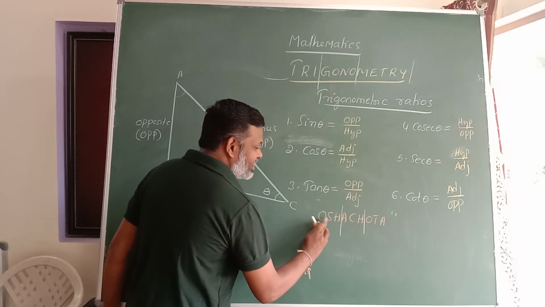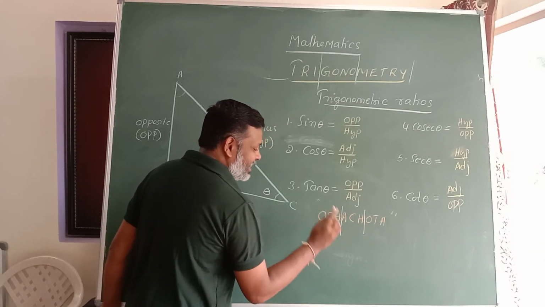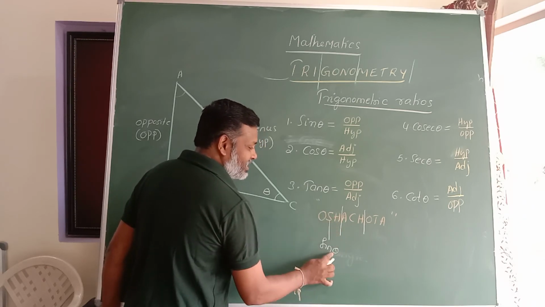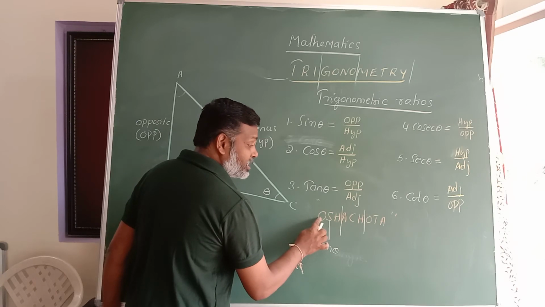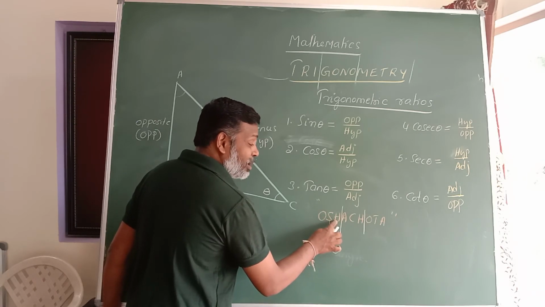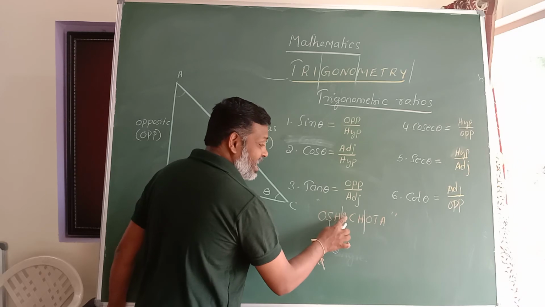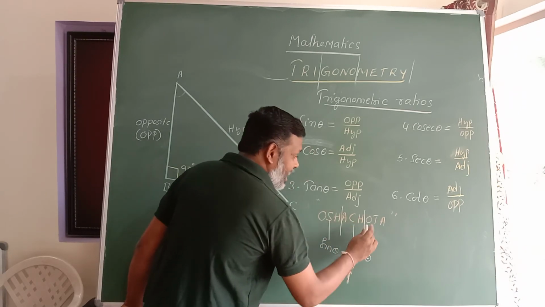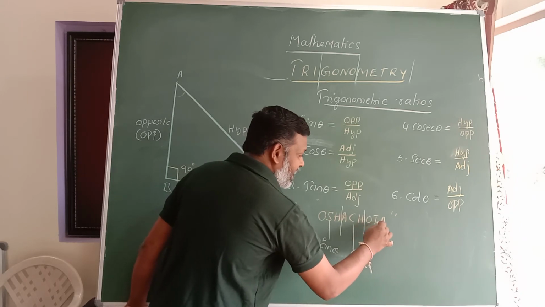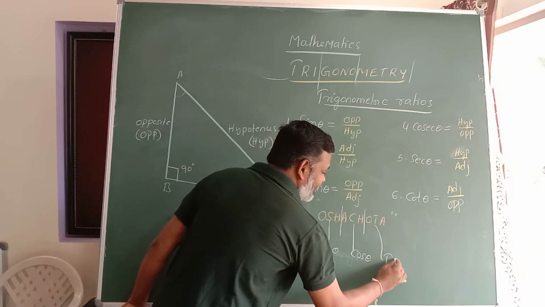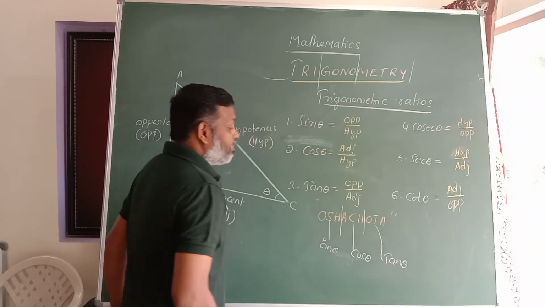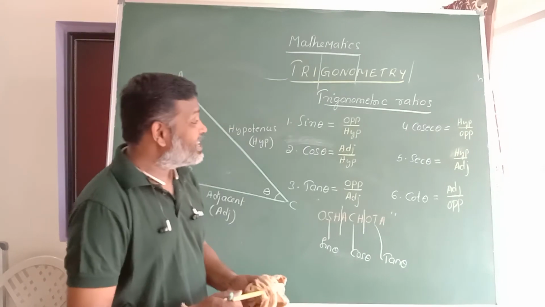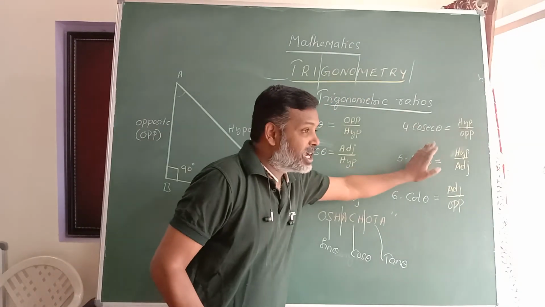Opposite by hypotenuse is sin theta. Just have a look at this. O refers to opposite, H refers to hypotenuse, and A refers to adjacent. Adjacent by hypotenuse is cos theta, and opposite by adjacent is tan theta. By remembering this simple word Osha Chota, we can easily remember all the 6 trigonometric ratios.